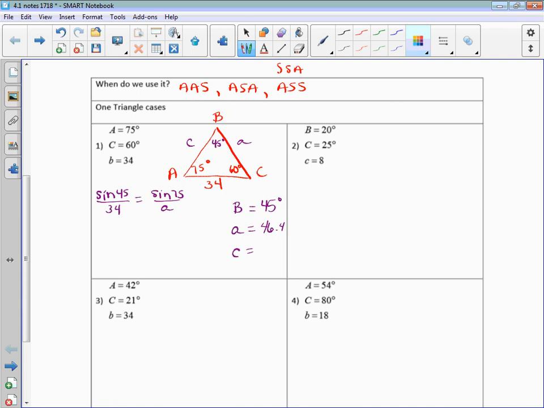So sine of 45 over 34. And what does it equal this time? Sine of 60 over C. There you go. Let's see what you get. I heard 41.6.